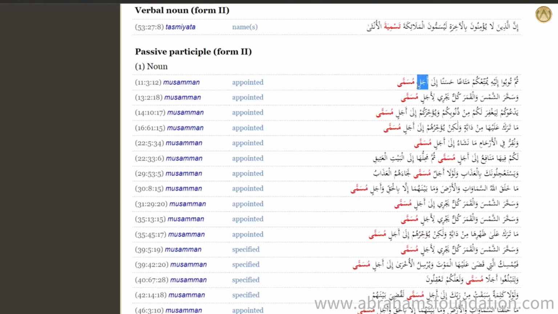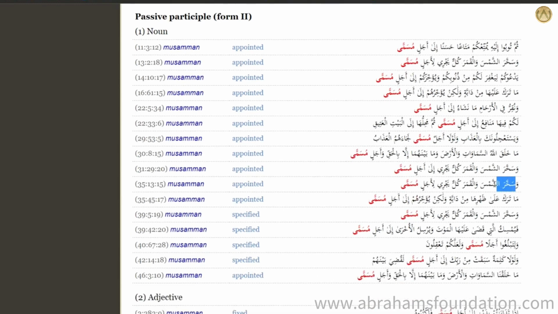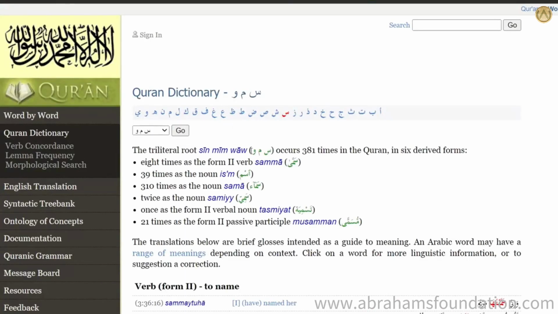Ajalin musamma. Something we always heard, right? Khalaqa as-samawati wal-ard ila ajalin musamma. وسخر الشمس والقمر كل يجري لأجل مسمى. Why I'm bringing this up is because this is the exact same thing as Salah. It's the exact same verb form. First two normal, second last defective.